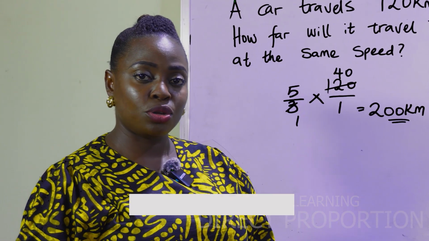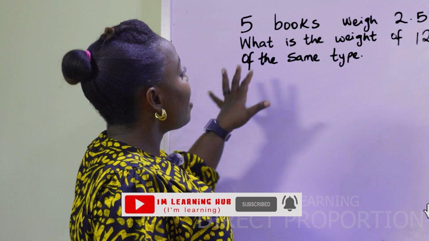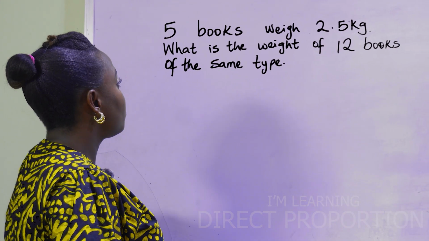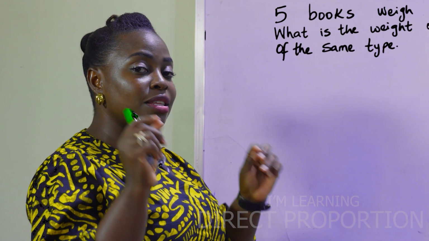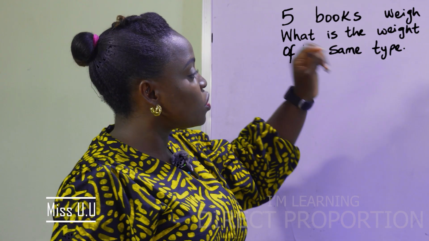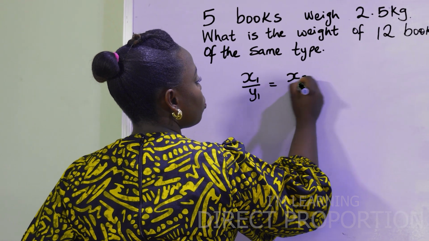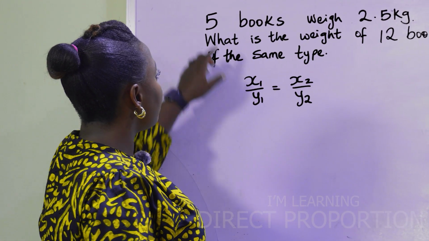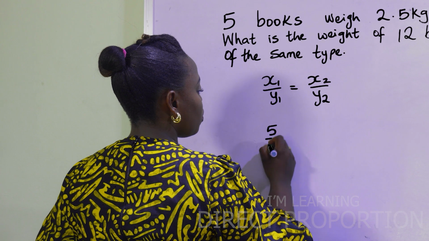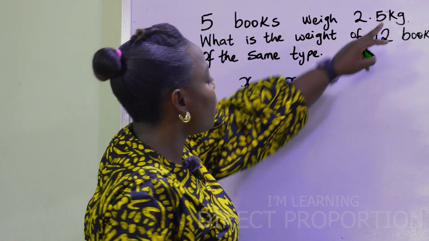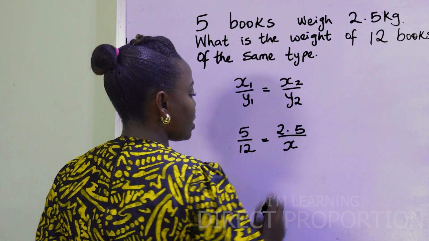Now let's look at another question using the 2 methods. 5 books weigh 2.5 kg. What is the weight of 12 books of the same type? That means that the books are exactly the same type. What will the weight of 12 books be? So x1 over y1 is equal to x2 over y2. Now, what are the 2 values that we know? We know that we have 5 books and we have 12 books. So 5 over 12 is equal to, what is the weight of 5? 2.5. What is the weight of 12? We don't know. We leave it as x.